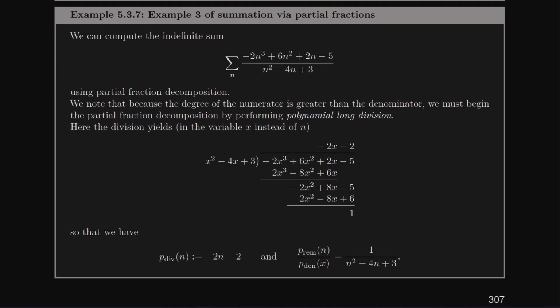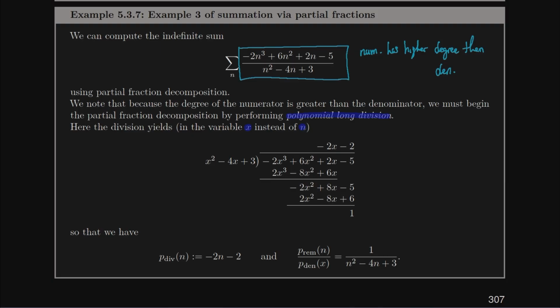So this example is a little tricky because we do indeed have a ratio of functions where the numerator has higher degree than the denominator. And when the numerator has higher degree than the denominator, we're going to have to do polynomial long division. So I've changed the variable to x instead of n here, just because that's the way polynomial long division works better in my head. But if you want to do it all in the variable n, go right ahead.